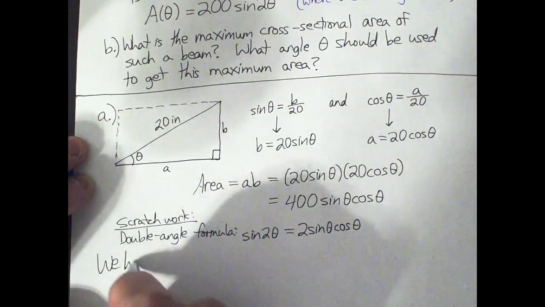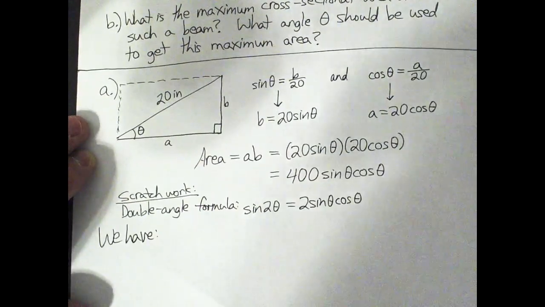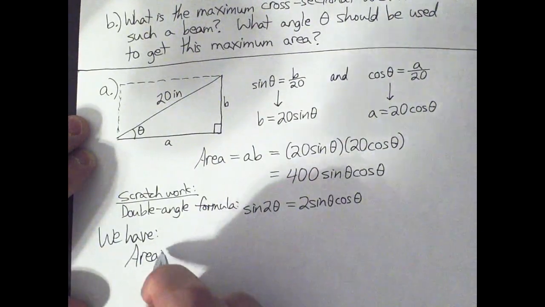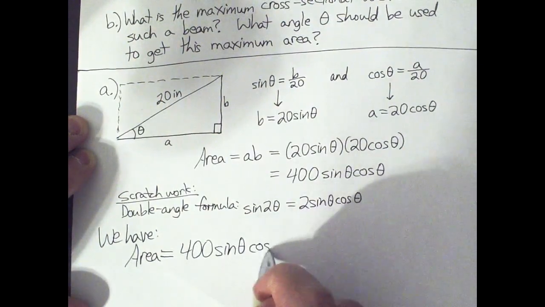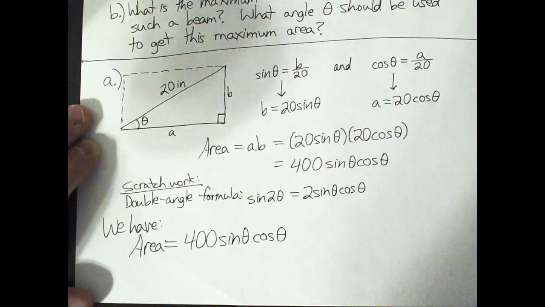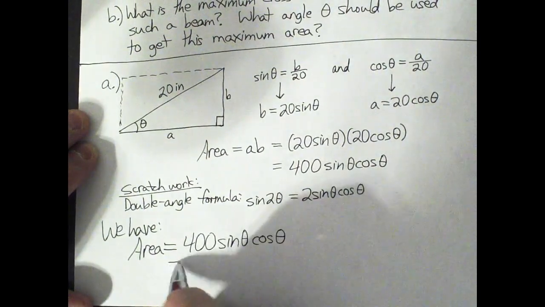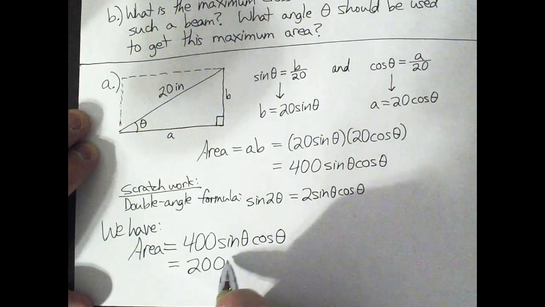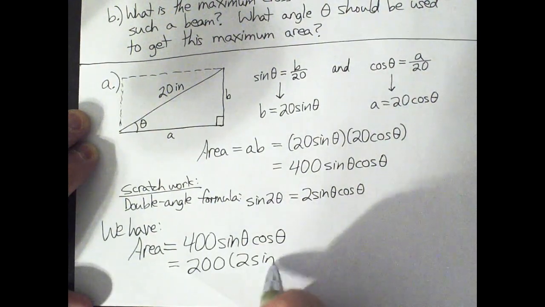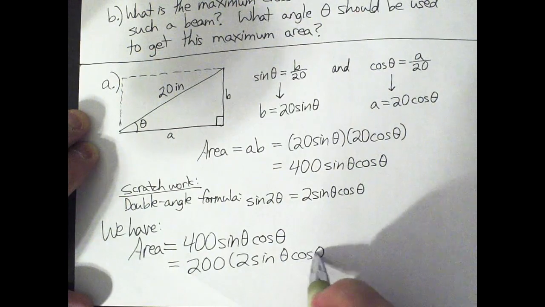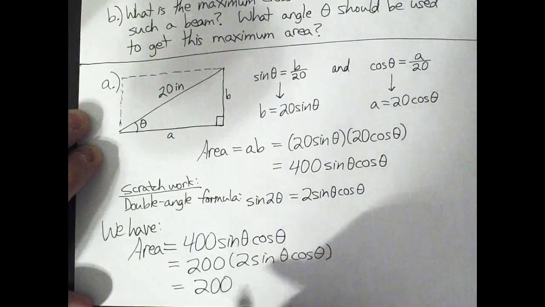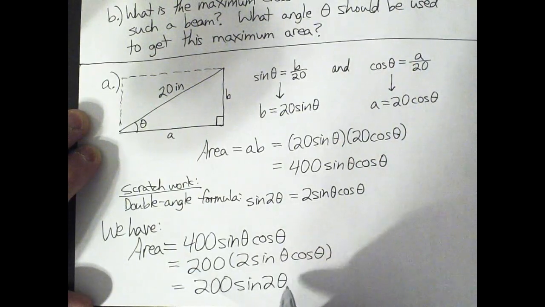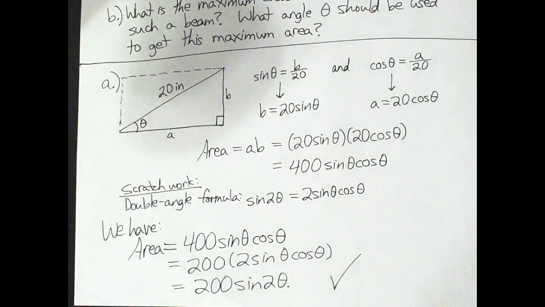So let's apply it. Area equals 400 sine theta cosine theta, which, according to the double angle formula, well, this is 200 times 2 sine theta cosine theta, right? So this is 200 sine 2 theta. And that's the end of part A.